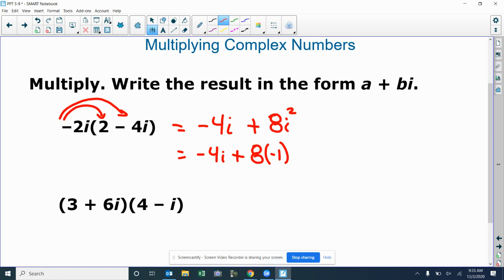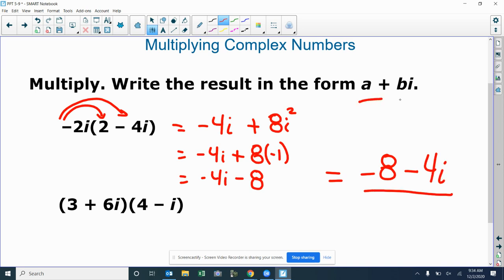Everybody see where we're going with this? So really that simplifies to -4i minus 8, -8. There's still one thing wrong with this. We have to put the real part first, and it's not. So my final answer is going to be -8 minus 4i. Always putting that real part in front.